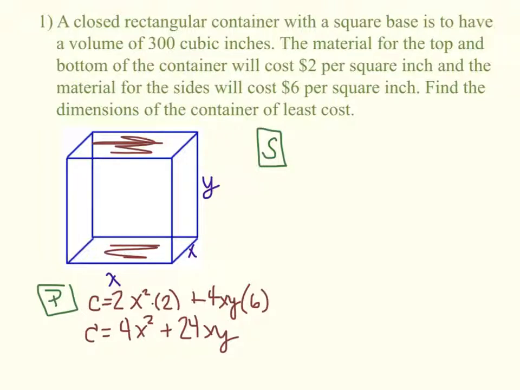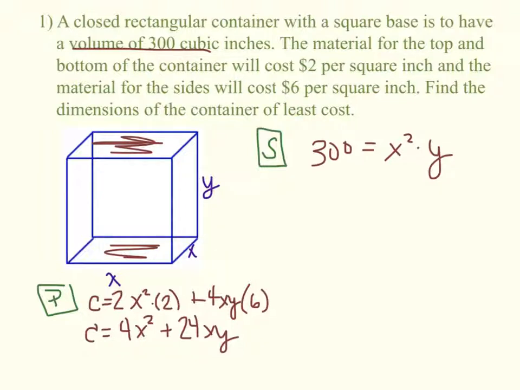Now I'm going to go ahead and look for my secondary equation. The secondary equation is the constrained amount that they give me. So here, the volume is 300 cubic inches. That is my constrained amount. So volume, 300, is equal to the volume of a box, length times width times height. Well, I know length and width are both x, so x squared times y.